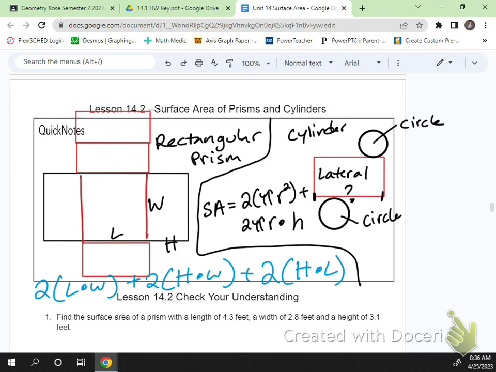Sorry, that's a little squished here. The surface area formula is 2 circles plus the area of that rectangle. The area of that rectangle is going to be circumference times the height. So this side is the height of the cylinder. This is the circumference of the cylinder.